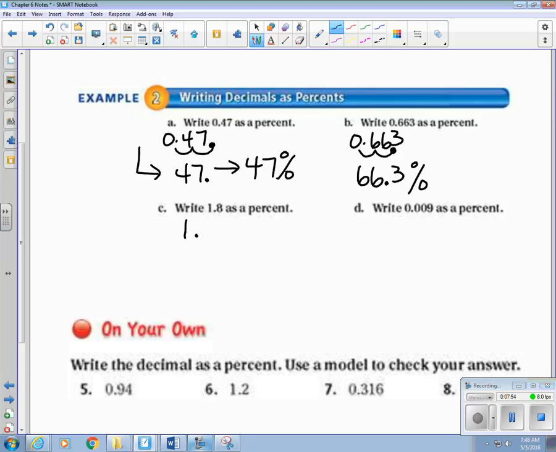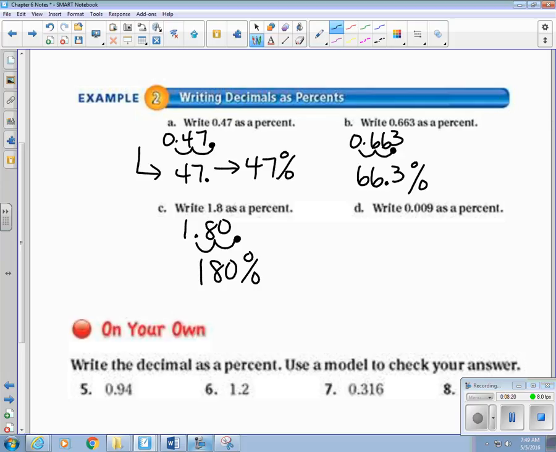Letter C, write 1.8 as a percent. So I'll start with 1.8. And I'll move my decimal point 2 places to the right. Rewrite the number, 180. Now I'm going to drop the decimal point because the decimal point over here to the right of the 0 doesn't change the value if I drop it. There's nothing to the right of the decimal point, so there's no reason to have it. And then we'll add our percent sign, 180%.